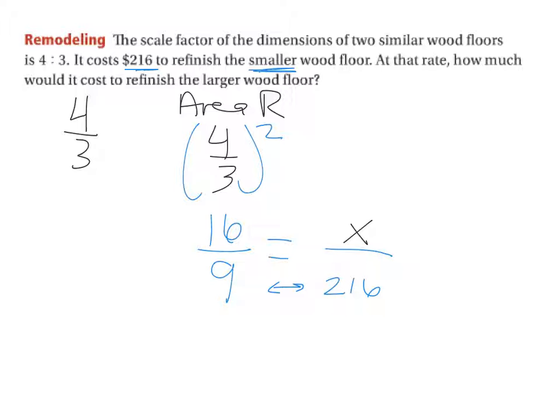And I would cross multiply. And I would get that would cost $384. And that's it. That's my 8.